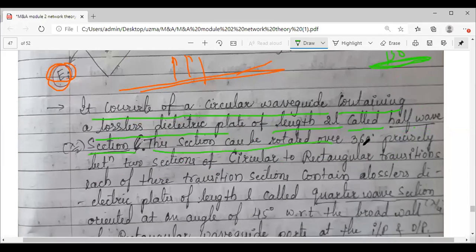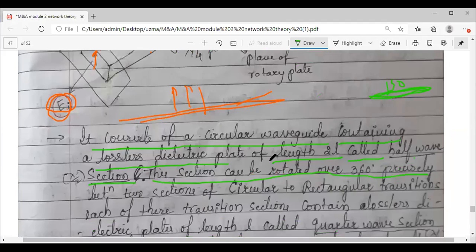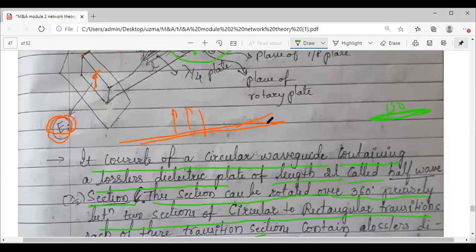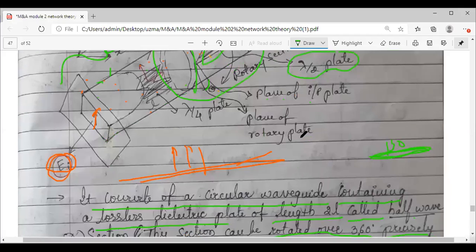This section can be rotated over 360 degrees precisely. As I've told you, the mechanism is set like that. There will be a joint here, so that the center part can be rotated. Try to imagine the structure between the two sections of the different transitions. Each of these transition sections, I am talking about the remaining two, this one and the other one. The first transition is rectangular to circular, the second transition is circular to rectangular.